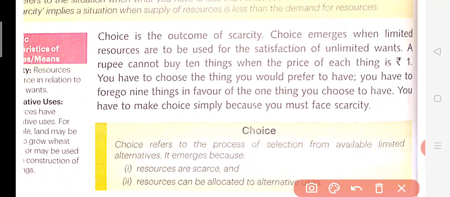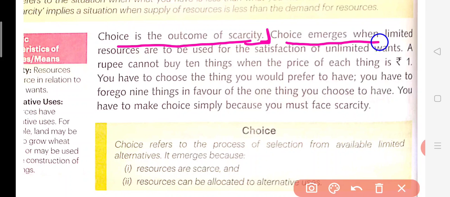Now, choice is the outcome of scarcity. Why are we making choices? Why are we giving priority to different things? Suppose there is a need for education in a country, then definitely the land should be used for education purposes. If there is a need for food crops, then definitely we should use the land for growing crops, so that we can feed ourselves. So choices are the outcome of scarcity, because we don't have everything in abundant quantity.